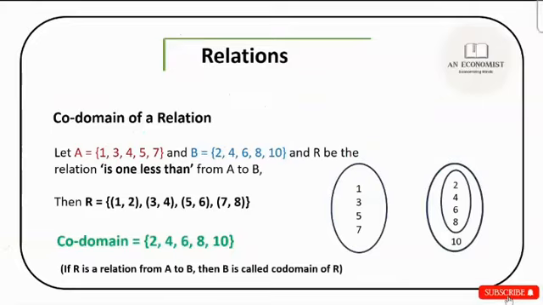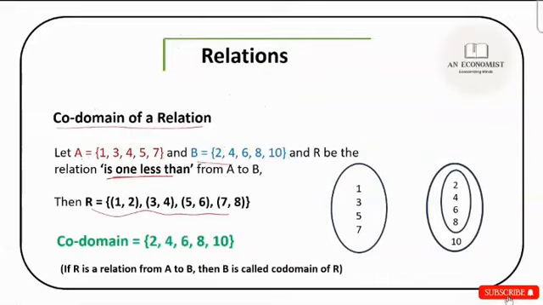Now the final thing that we need to discuss here is what is the codomain of a relation and how it is different from the range. I know many students who are confused between codomain and range, so I'll try to make this concept clear to you. Let's take an example. You have A to be 1, 3, 4, 5, 7. B is like this, and the relation is 1 less than, right? And I have already written it in the roster form.